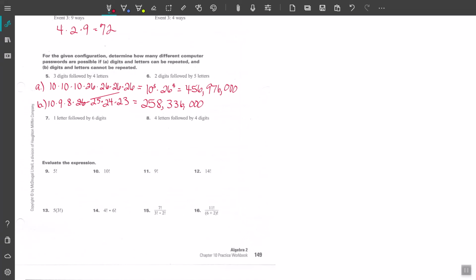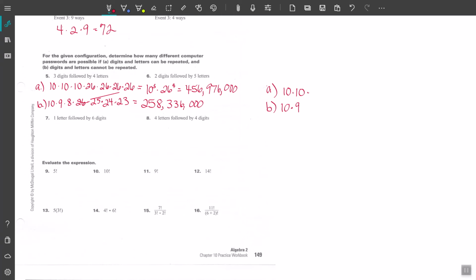All right, we can try one more. Let's try number 6 here, and I'm going to write it out here to the side. Again, we have 2 scenarios: A, where we can repeat, and B, where we cannot repeat. So only 2 digits this time. For the first digit, we have 10 options. For the second digit in scenario A, we also have 10 options. In scenario B, we have 10 options for the first one, but only 9 for the second one because we're not going to be able to repeat whatever we chose in that first slot.